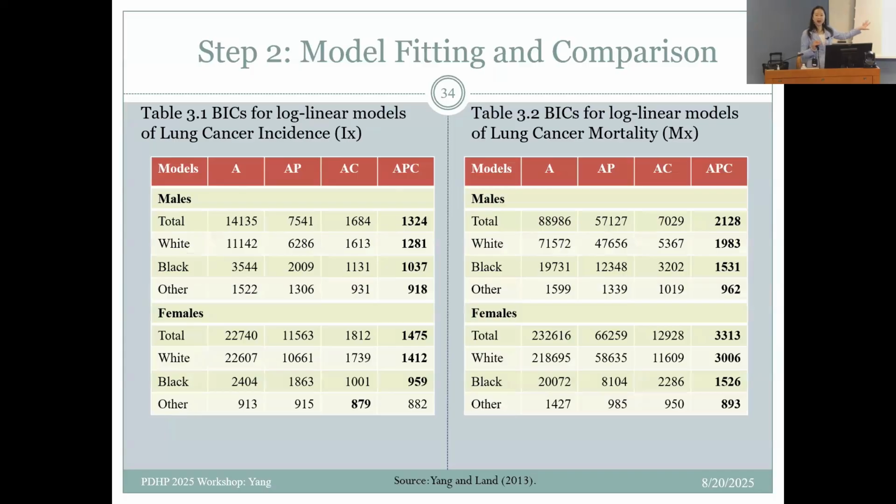So bearing that in mind, here are the results of BIC statistics for the log linear model fit to the lung cancer incidence rates on the left and mortality rates on the right. So we compare 4 reduced models here, A, AP, AC, and APC. The statistics in bold indicate the best fitting model because the smallest BIC is the model of choice. So we can see for all groups except for 1, other females, the best fitting models are all the full 3-factor APC models.